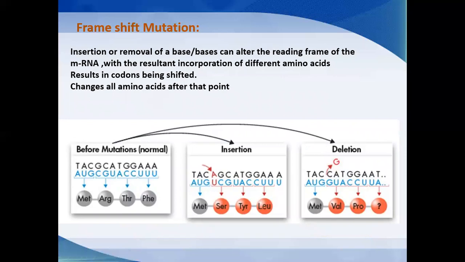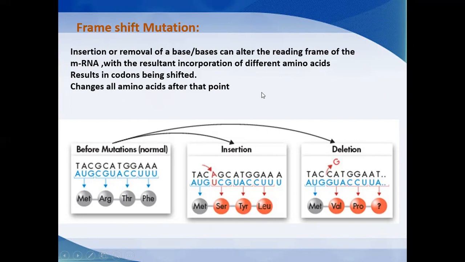Next, one more type of mutation that frequently occurs in the DNA molecule is the frame shift mutation. A frame shift mutation is the insertion or removal of a nitrogen base that can alter the reading frame of the mRNA, with the resultant incorporation of different amino acids, resulting in codons being shifted. Here you can observe that in point mutations, the number of codons and the number of amino acids are the same.